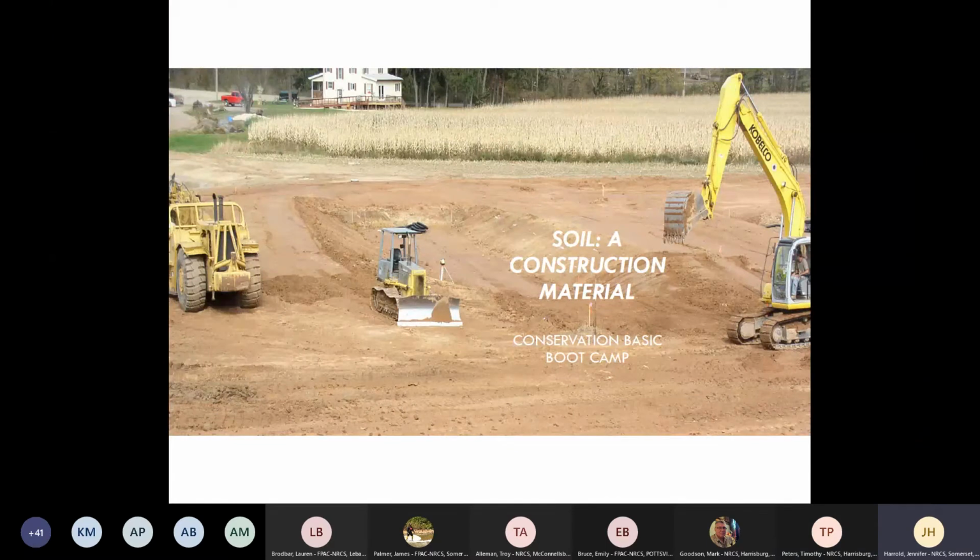So, like I said, I'm going to talk about soil as a construction material. We build a lot of things with soil. On our project sites, either the material is on site or you have to haul it into the project.